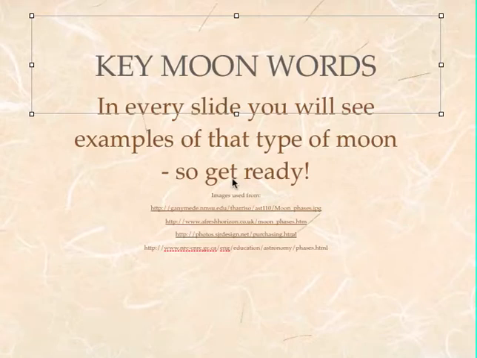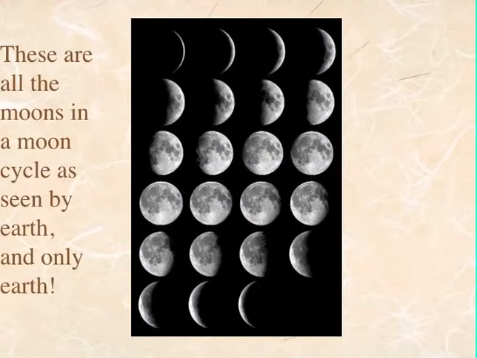Key vocab: moon words and what the moon looks like. So by the end of this video, you should be able to name what a moon looks like using the correct vocab words and draw it. So here's a picture of a bunch of moons during a moon cycle.